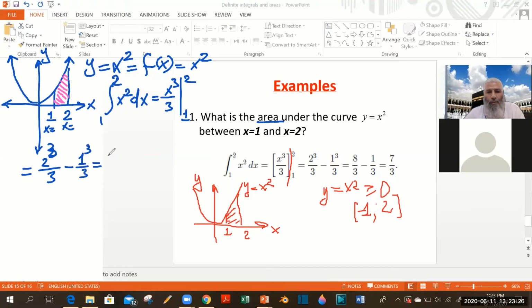So 2 cubed is what? It is 9. No, it's 8. 8 over 3 minus 1 over 3, so this is 7 over 3. This is the area. That's it. This is the answer. Y equals x squared is greater than or equal to 0, right?